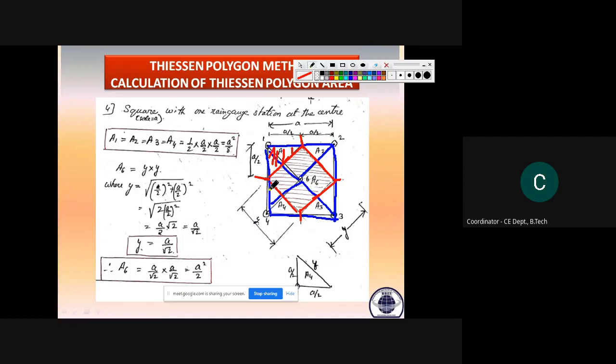Now how will we estimate this value? Any idea? After seeing the diagram, all the data are provided. See here the length is A, this also A, all are the same A values. The bisector will divide this line into half, so this is A by 2, this is A by 2. Similarly, this is A by 2, this is A by 2. Now estimate this polygon area.